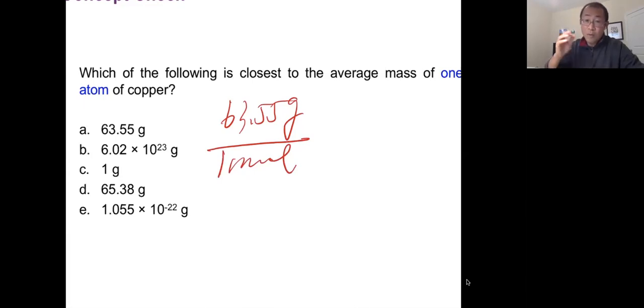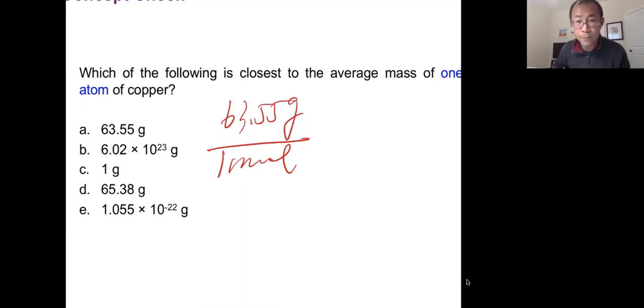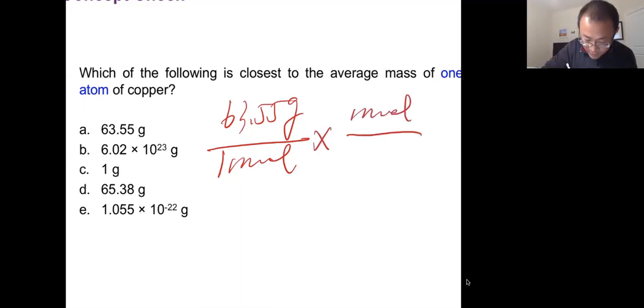Now, I want to know 1 copper. This is 1 mole of copper. So we want to know how many is 1 mole. Guys, how many is 1 mole? 6.02 times 10 to the 23rd. Good. So 1 mole is 6.02 times 10 to the 23rd of copper.